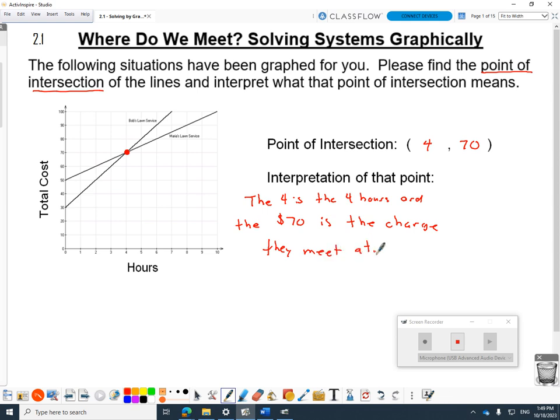Let me rephrase the question. If you were going to book these 2 lawn services for exactly 4 hours, would it matter which service you used? No, they charge the same for 4 hours. They charge $70. Outside of 4 hours, you might have a choice. Let's say you have a bigger lawn than that. Let's say your lawn's a lot bigger. It's going to take a lot more than 4 hours. Which service would you rather use? Maria. If it's more than 4 hours, Maria's going to be better. But at 4 hours, they're the same. Before 4 hours, maybe you want Bob's service. That's most of the lesson in a nutshell.